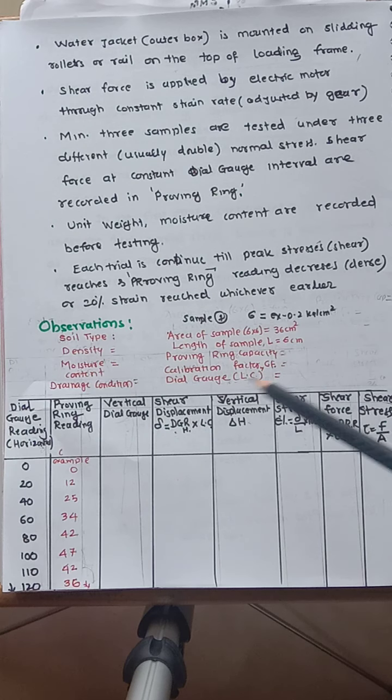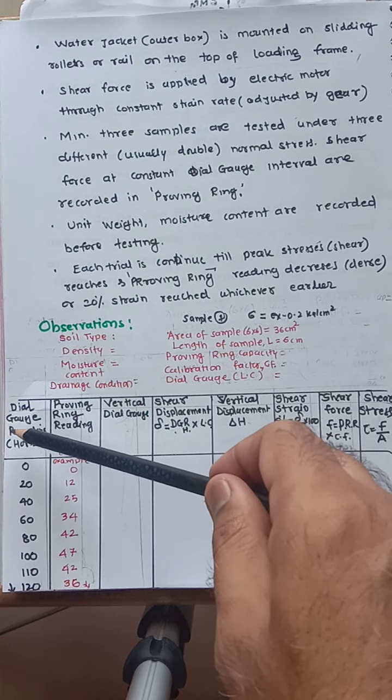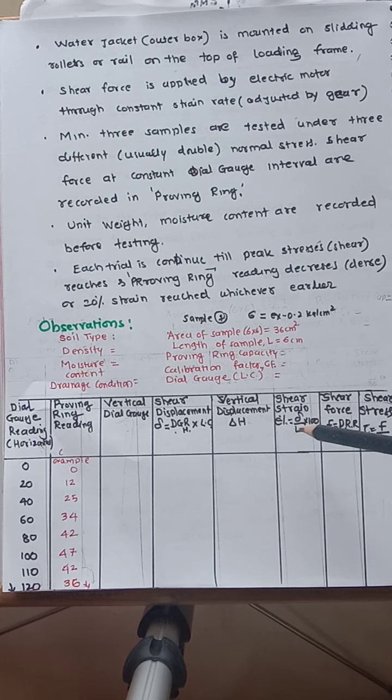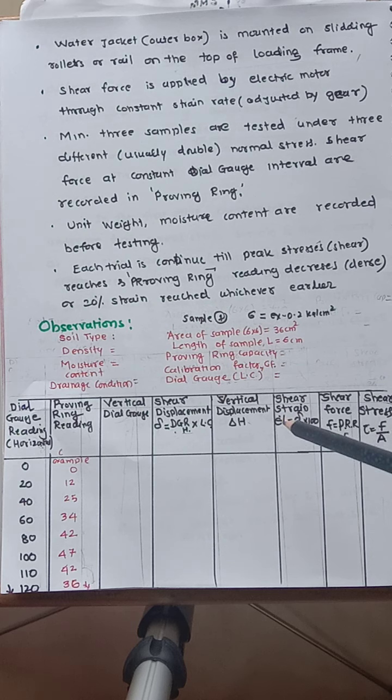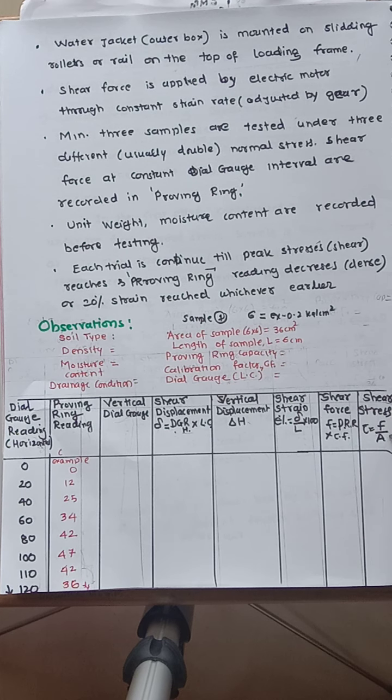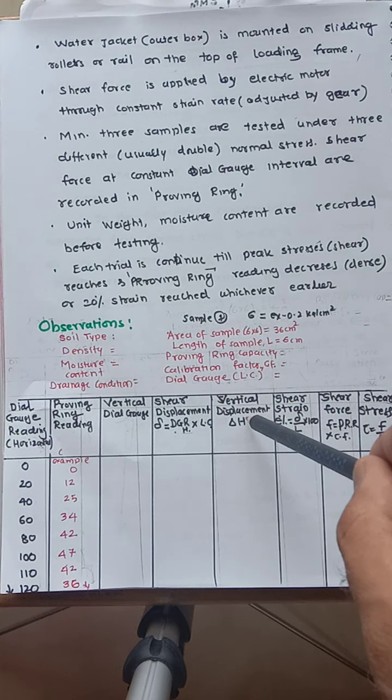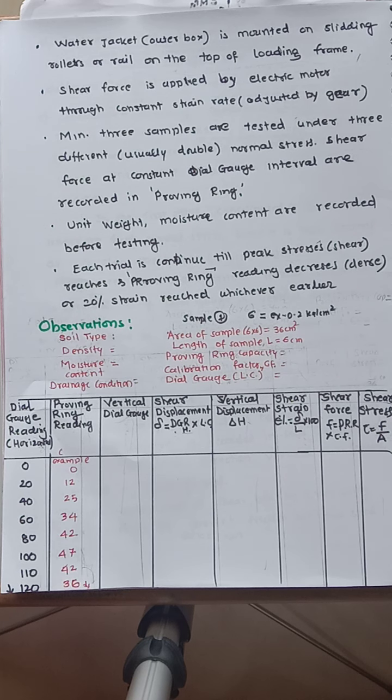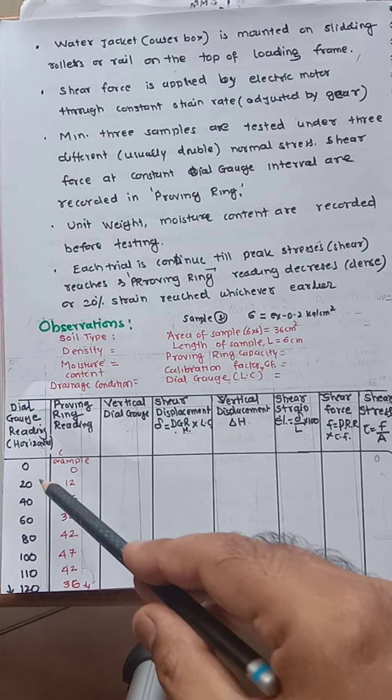So in this table, the dial gauge gives me the shear displacement and shear strain, the proving ring gives me the shear force, and finally the shear stress. The vertical dial gives me the change in volume. Now why is this table required? Because we don't know directly what the maximum shear stress is. First it is 0, then the value goes on increasing to the highest value, then decreases. So what is that highest value? That's why we are measuring at intervals.